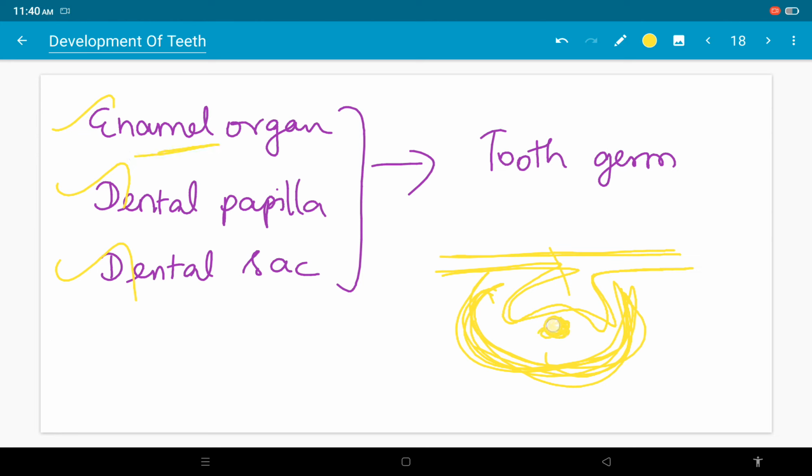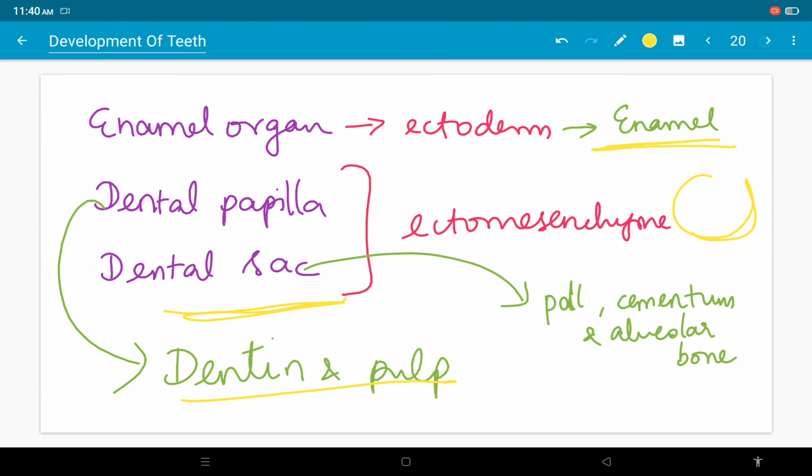The dental papilla of ectomesenchyme will give rise to dentin and pulp. The dental sac or follicle which surrounds the bud, okay, this is also a part of the tooth germ. This part will give rise to the supporting structures: cementum, periodontal ligament and alveolar bone. So this is about your tooth bud or tooth germ.